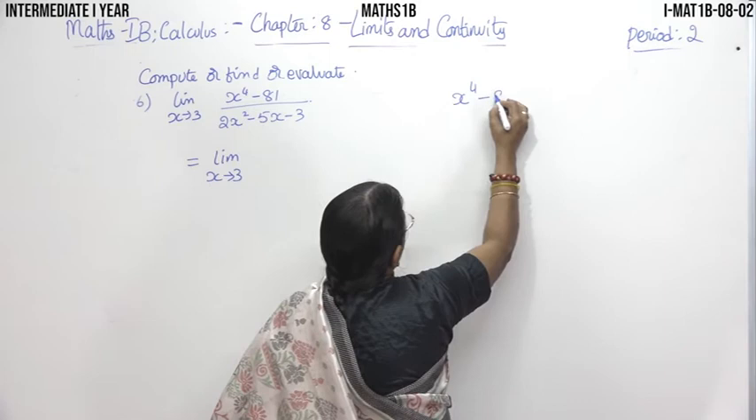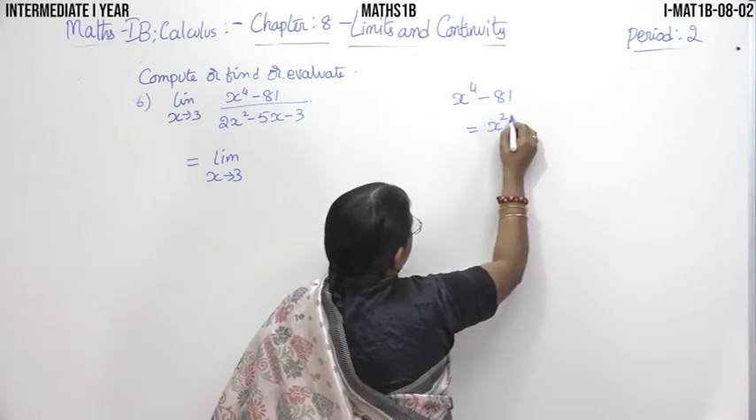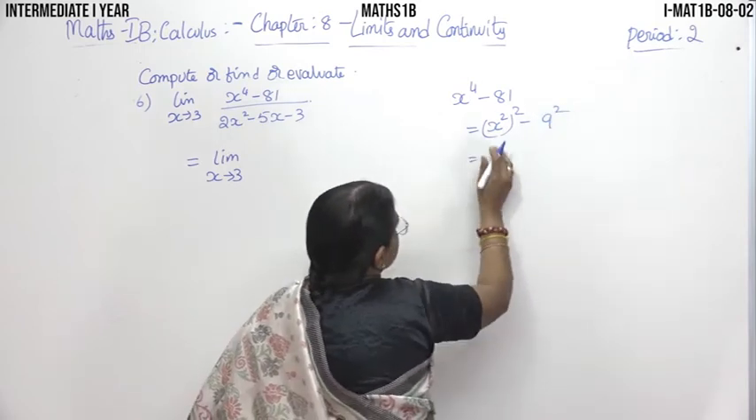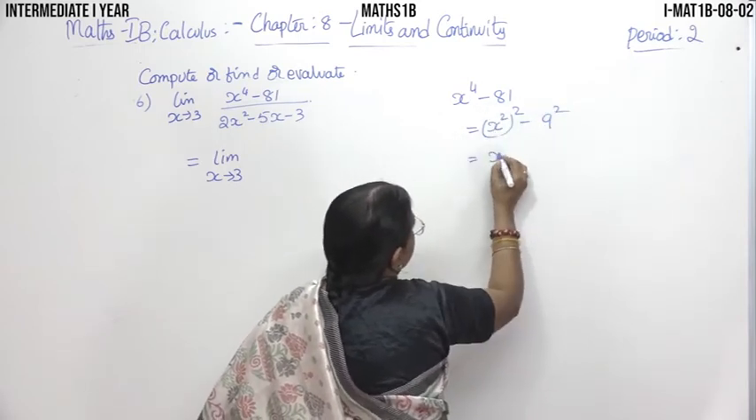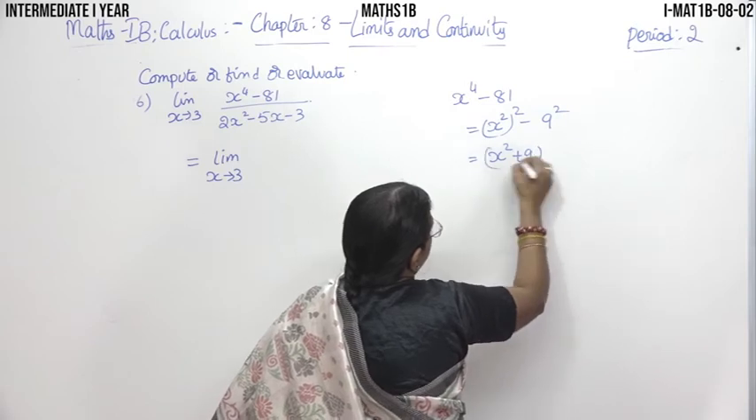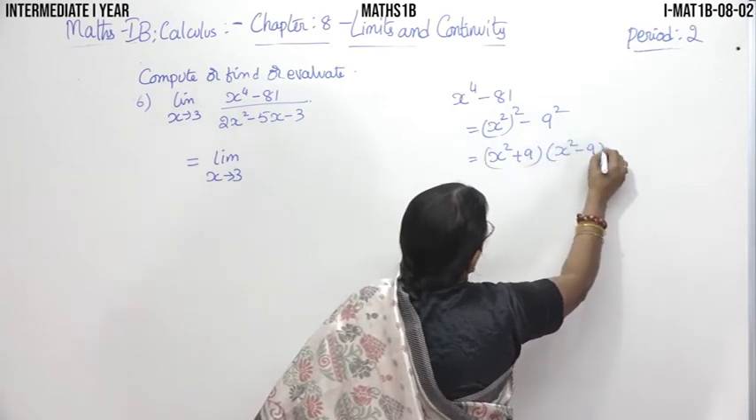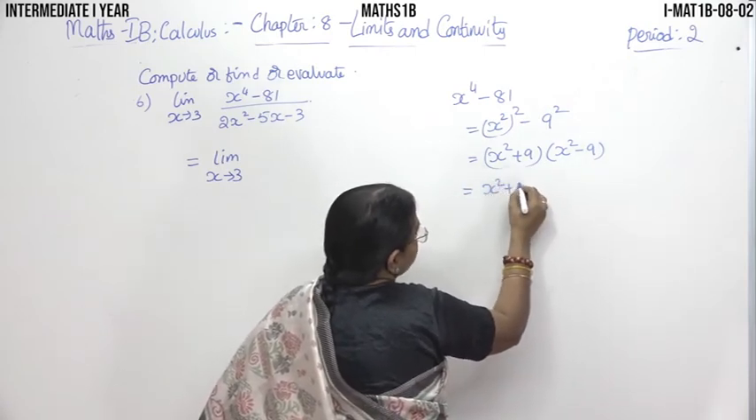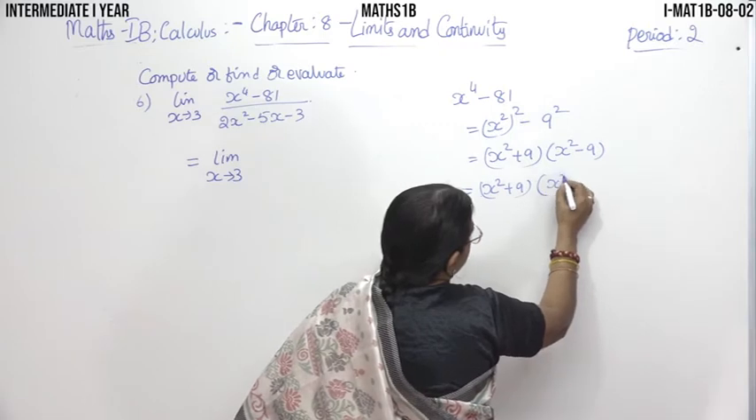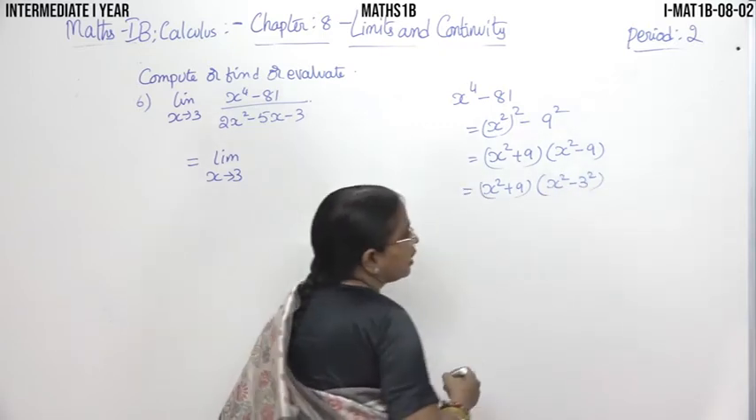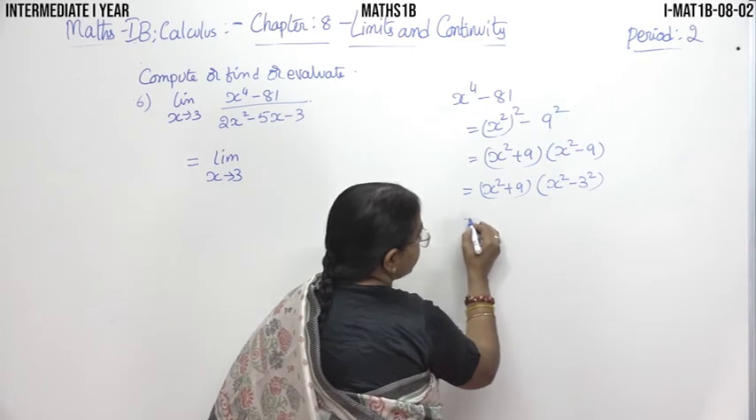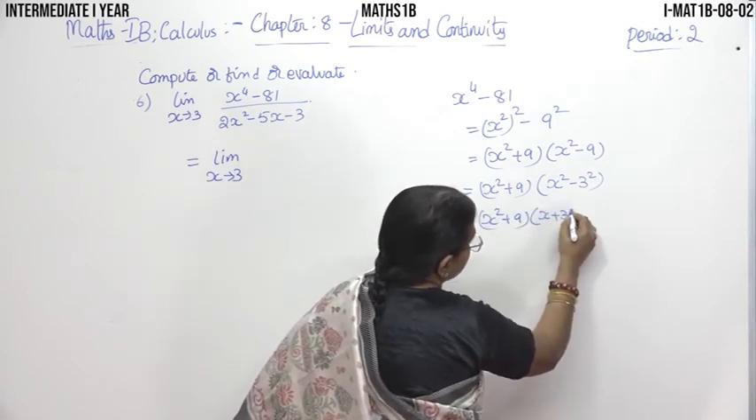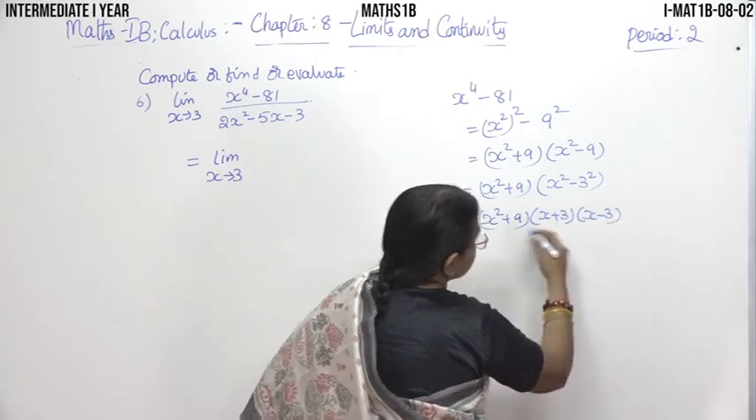x to the power 4 minus 81 can be written as (x square) whole square minus 9 square. So this is like a square minus b square, so (a plus b)(a minus b). This anyhow we cannot split. x square plus 9 stays. Then you write x square minus 3 square. Again it is in the form a square minus b square, so (a plus b)(a minus b): (x plus 3)(x minus 3). So these are the factors.